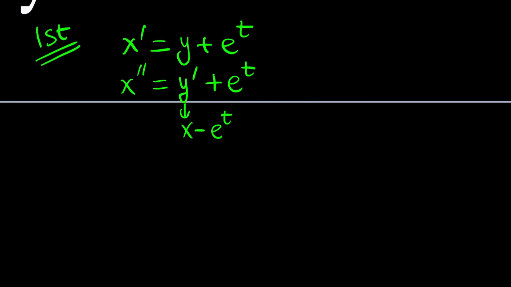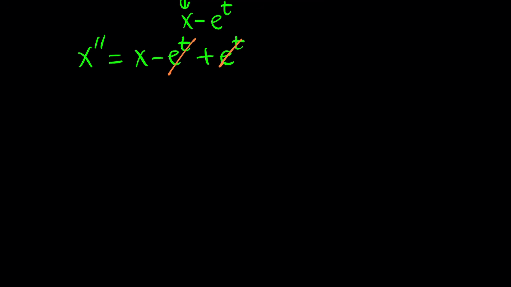Well, if you do that, you're going to get x double prime equals x minus e to the t plus e to the t. E to the t obviously cancels out, leaving us with something super nice, which is x double prime equals x. Let's go ahead and subtract x from both sides and set it equal to 0.